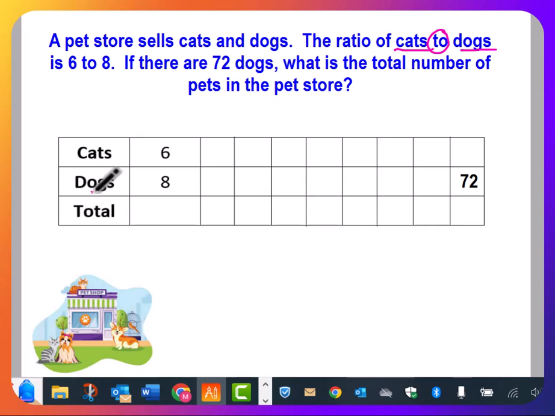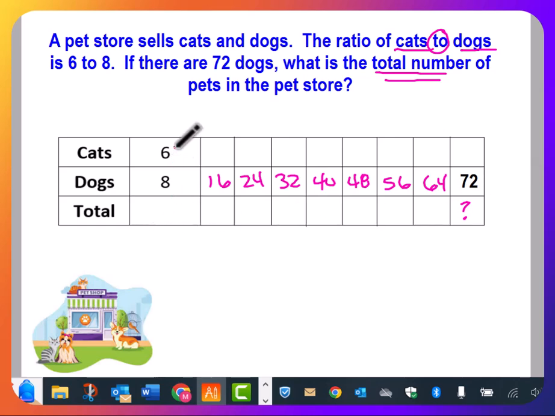Okay, so that's why, because we are talking about total number of pets, that's why we have that third column to represent the total. So we're wanting to find the total when there are 72 dogs. So ratio table, multiplicative comparisons. You could list your multiples. 8, what comes after 8? 16, 24, 32, 40, 48. What comes next? 56, 64, and then 72.